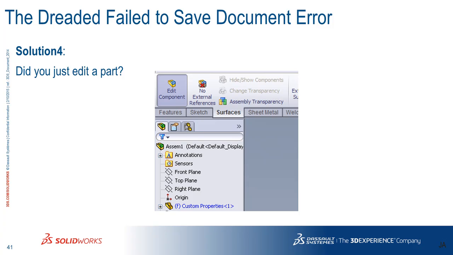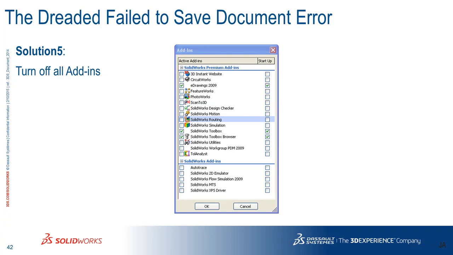Did you just edit a part? If you were working inside of an assembly, did you go into edit part, make a change to a sketch or something like that? If you did, open up that part file, rebuild it, save it, see if there's any errors with it. Go back to your assembly, rebuild it, try and save it again at that point in time.